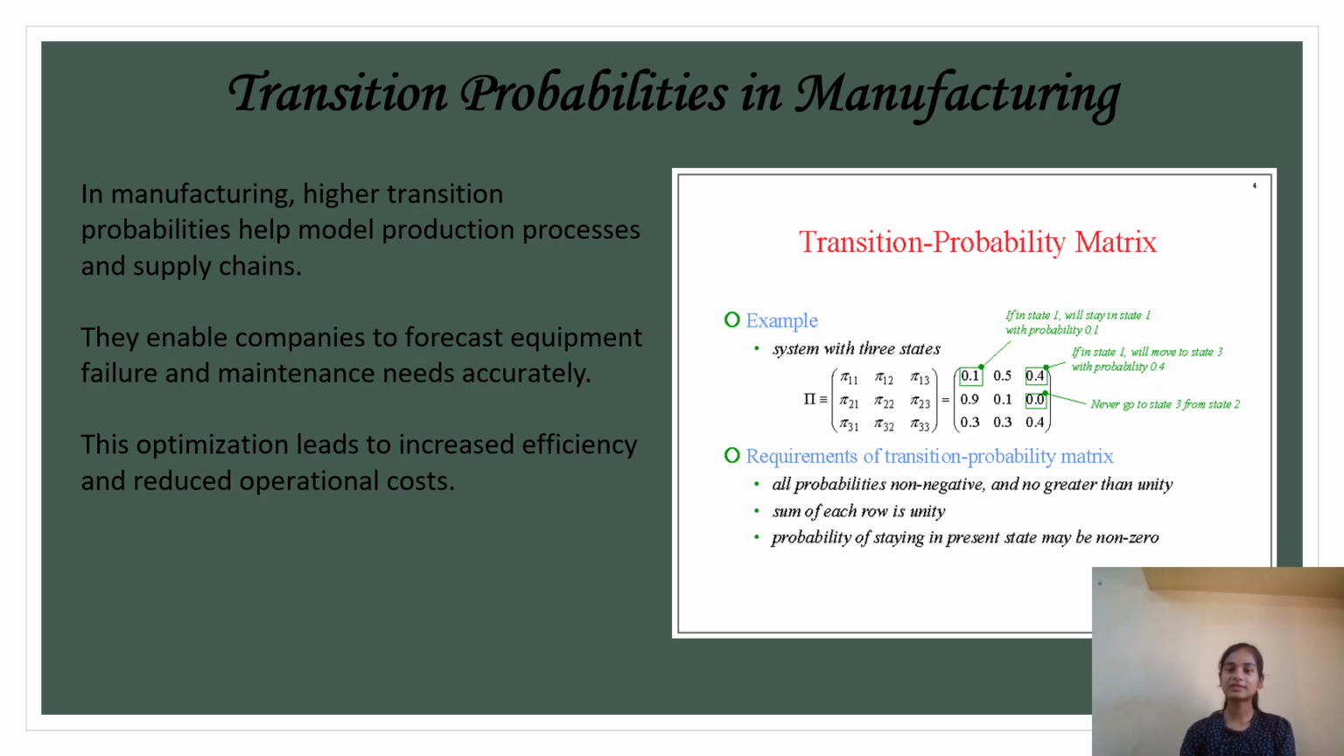On the right-hand side, you can see the transition probability matrix. The requirements for a transition probability matrix are that all probabilities are non-negative and no greater than one. The sum of each row is one. The probability of staying in the present state may be zero.